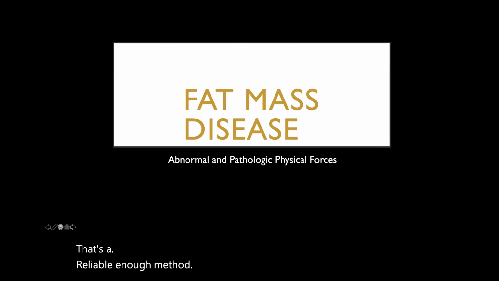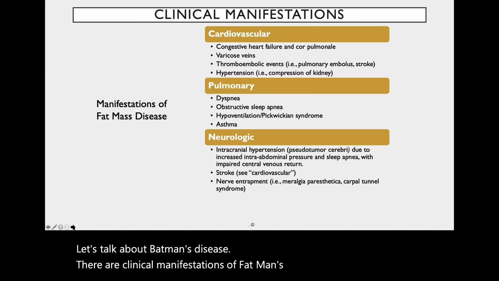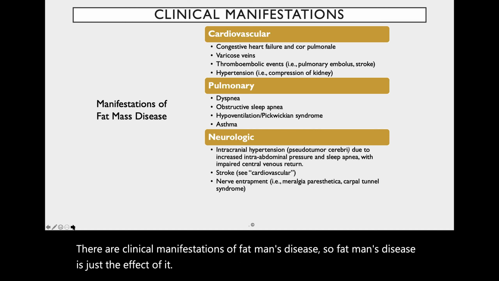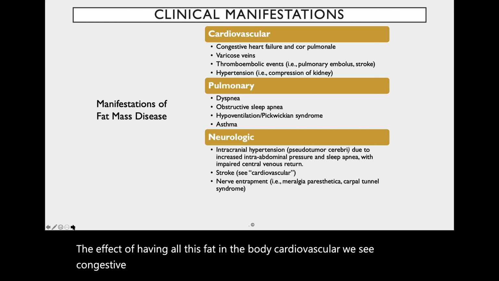Let's talk about fat mass disease. There are clinical manifestations of fat mass disease. Fat mass disease is just the effect of having all this fat in the body. Cardiovascular, we see congestive failure, cor pulmonale, varicose veins, thromboembolic disease, and hypertension.